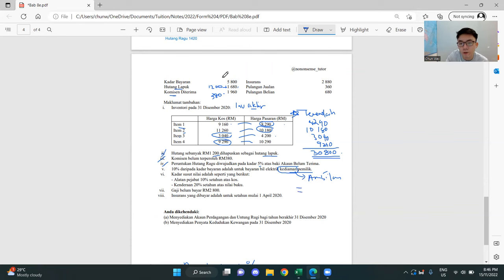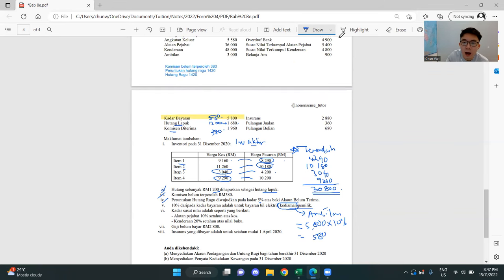So how much is your kadar bayaran? 5,800. Can you see your kadar bayaran here? 5,800. So now, dia cakap 10%, meaning you use your 5,800 times the 10%. And see what you get. You get 580. Meaning out of this 5,800, you have to take out 580, because the 580 is not the kadar bayaran for your company. This 580 is actually a ambulan that we have to record. So can you see it again? The 580, I record in my kadar bayaran, I take out, and then I put it into the ambulan. So it's two places again.